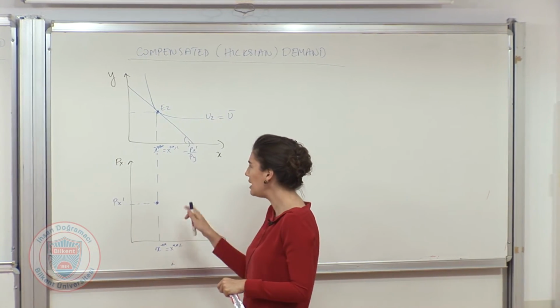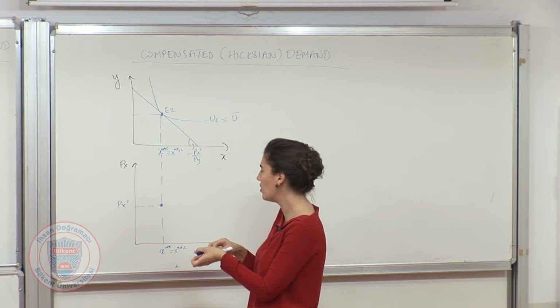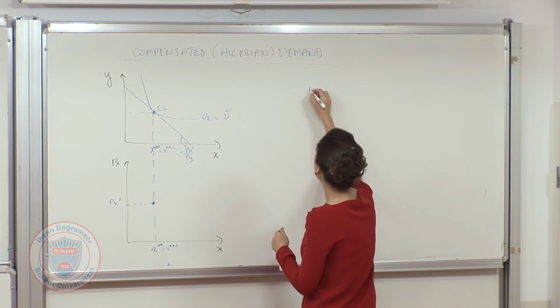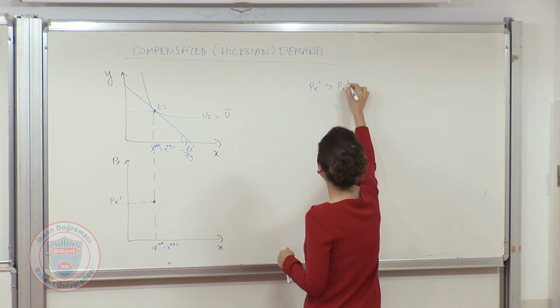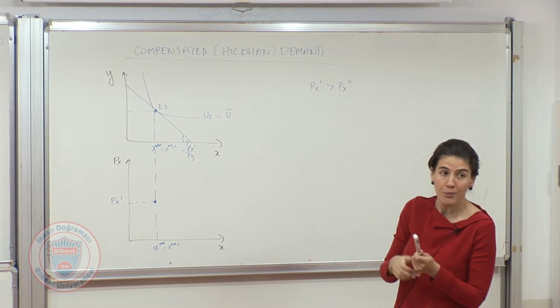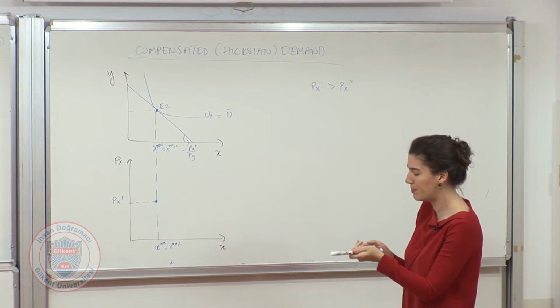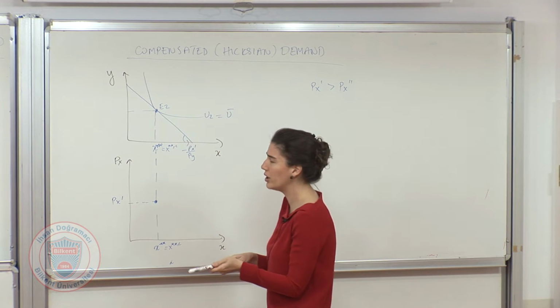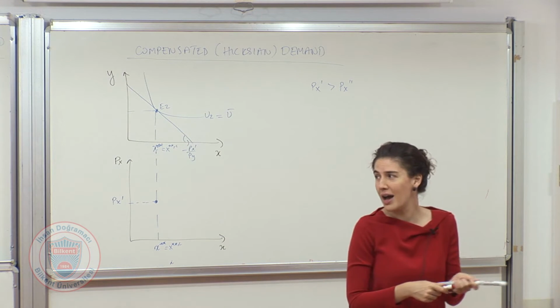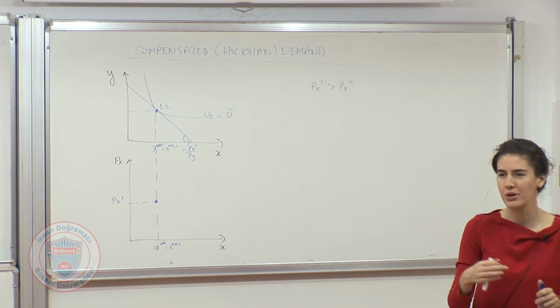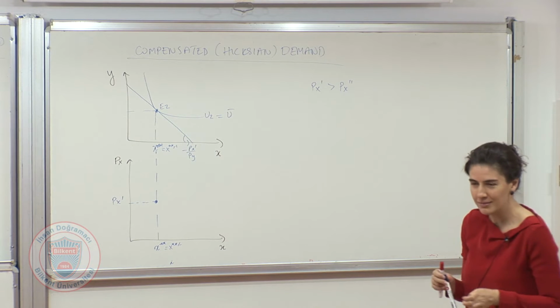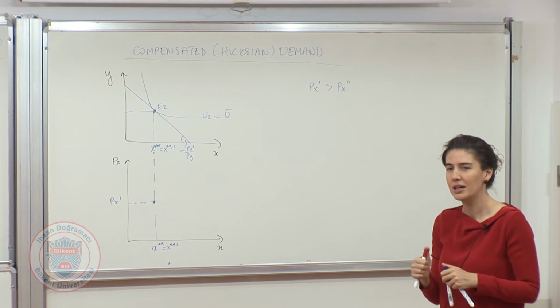As we keep changing price, for instance, if you decrease the price, let's say px double prime, what's going to happen? When you decrease the price, is the guy going to feel better off or worse off? When price decreases, better off, right?